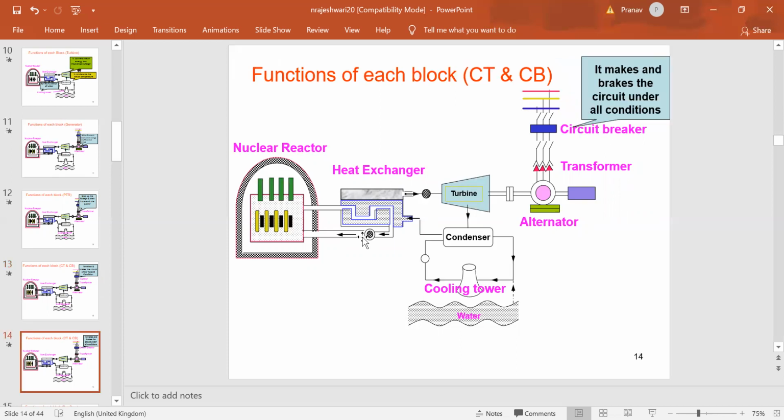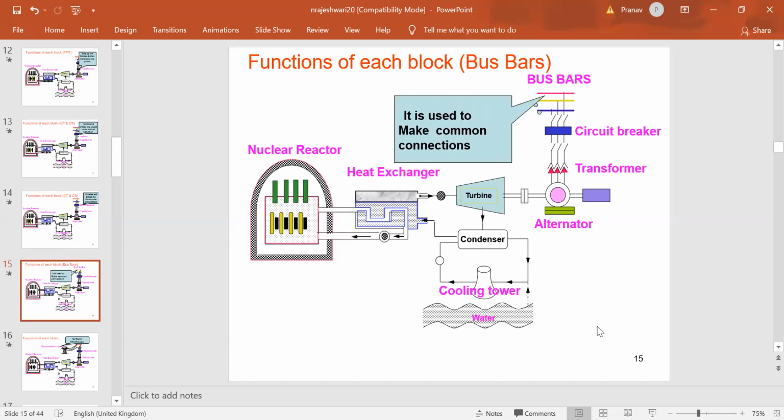And coming to this circuit breaker, it works under all conditions. So it makes and breaks the circuit, and isolators protect the circuit breaker against the faults. And these are the bus bars which are used to make common connections to the transmission lines. From these bus bars, the generated power will transmit through the transmission lines.